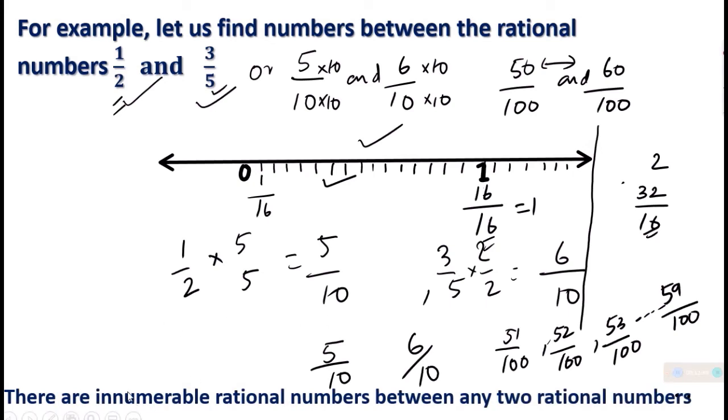Innumerable numbers are there in between two rational numbers. What is it? Innumerable numbers are there. Unlimited numbers are possible in between two rational numbers.